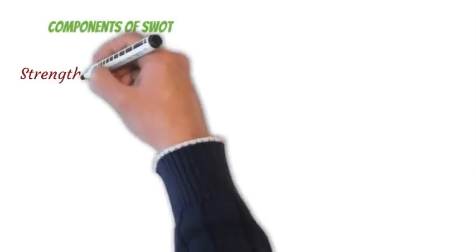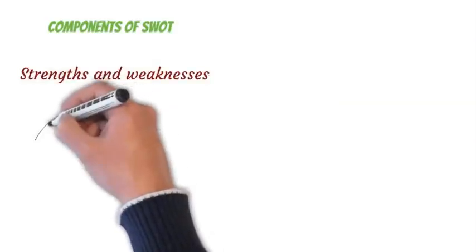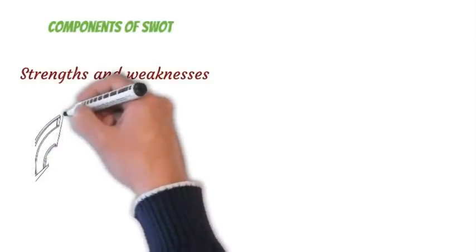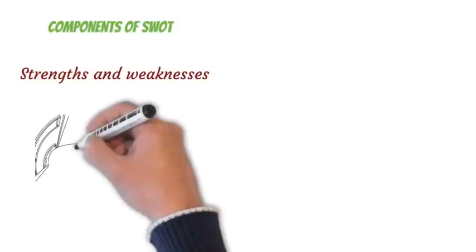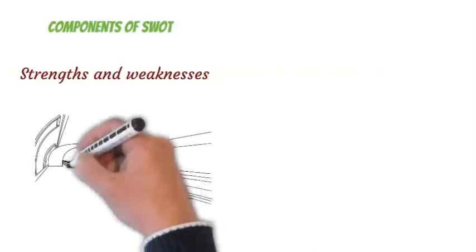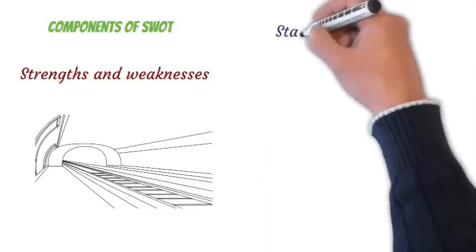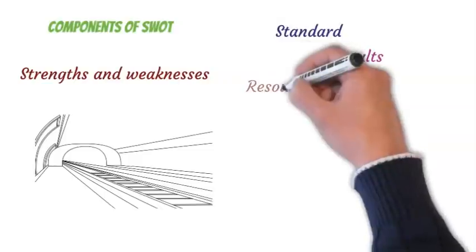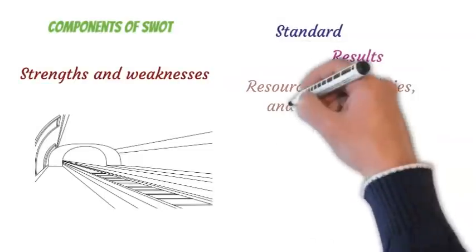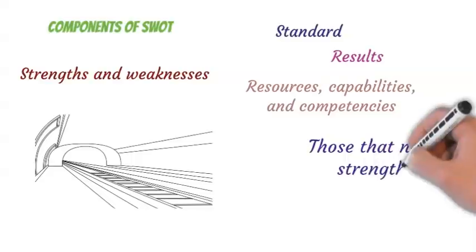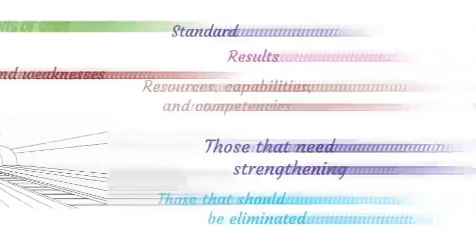Let's take a look at the components of SWOT. Strengths and weaknesses. Upon having a mission, vision, and objectives, organization leaders can, from time to time, run SWOT analysis to determine whether or not they are on the right track and direction to the promised land. Hence, organizations must have standards in place against which results will be measured internally to determine the aspects of its resources, capabilities, and competencies that serve as its strengths, those that need strengthening, and those that should be eliminated.